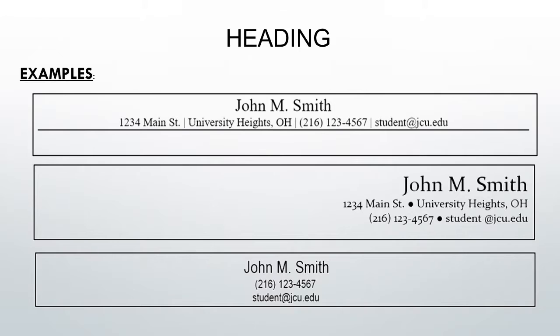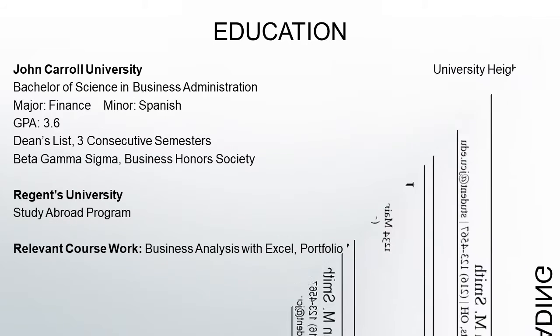A mailing address is not required, but if you choose to use an address, use your address that is closest to the location of the organization that you are applying to. Be sure to use a professional email address. Your JCU email is a great choice. Include your cell phone number, and be sure you have a professional voicemail recorded that clearly states your first and last name. After the heading, you will list your education section.